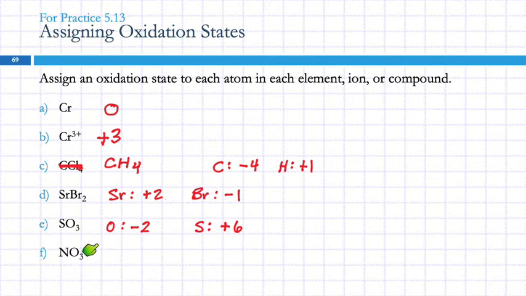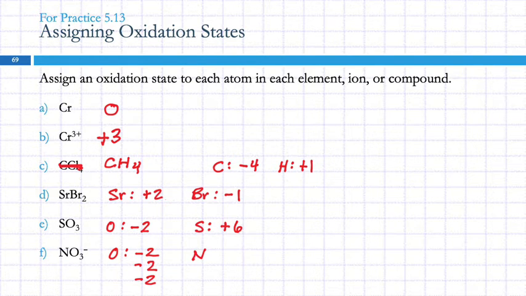NO3-. This is a polyatomic ion composed of 2 nonmetals. So we're still going to use the same priority list, but unlike this one, it was a neutral molecule, the charges or the oxidation states add up to 0. Here, the oxidation states have to add up to the charge, which is -1. So fluorine, nope, hydrogen, nope, oxygen. Oxygen, as we just talked about, is going to choose -2. And there's 3 of them.